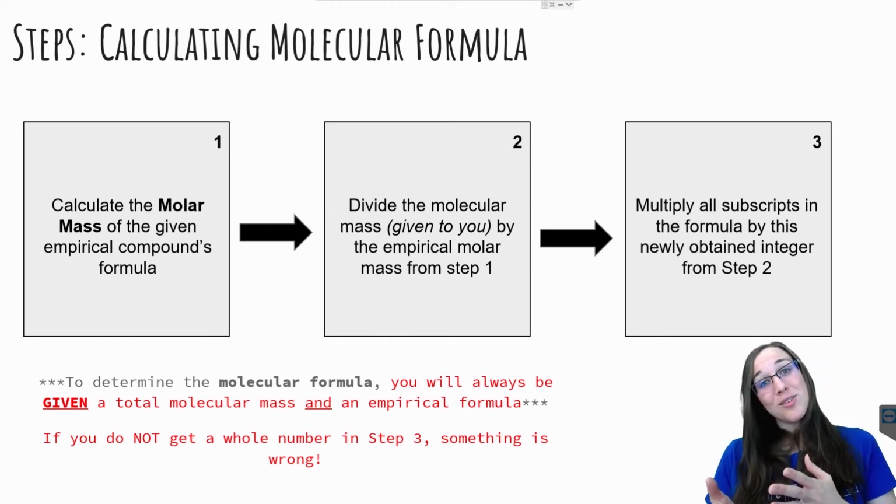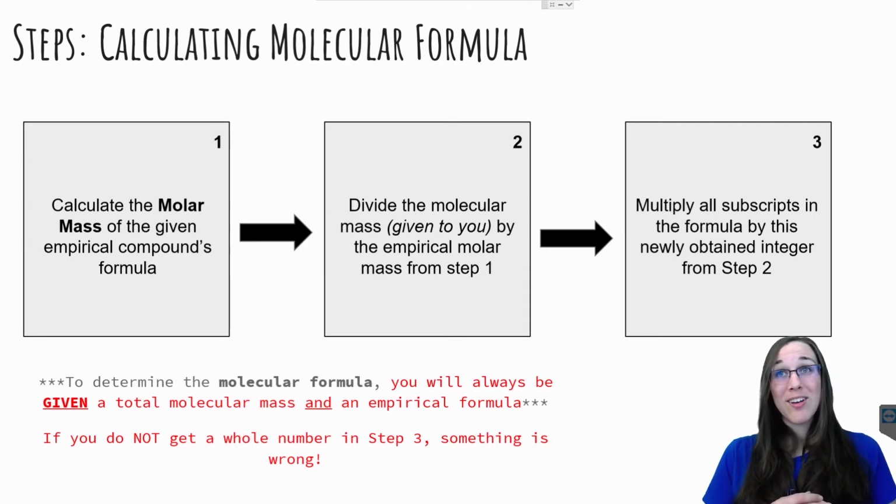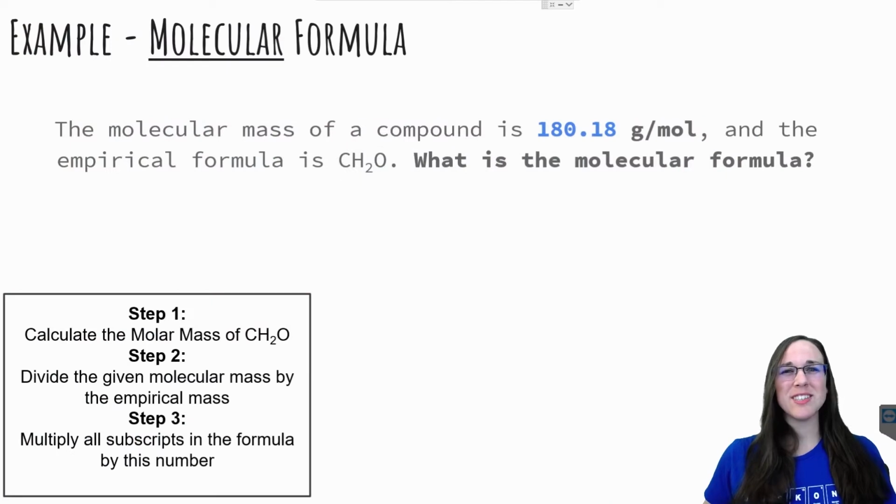And once you have this whole number, you'll multiply all the subscripts in the empirical formula that was given to you by this whole number you calculated. And that will give you the molecular formula. These kind of questions are difficult to understand without seeing an example, so let's jump right into an example here.